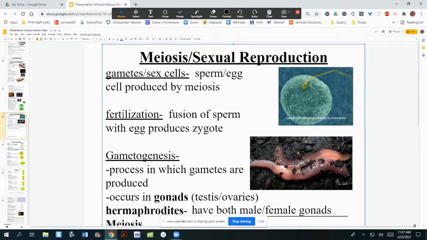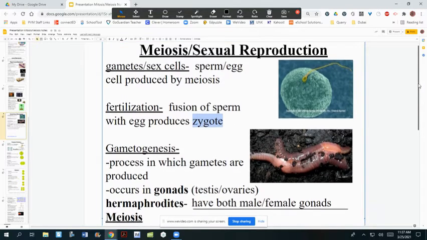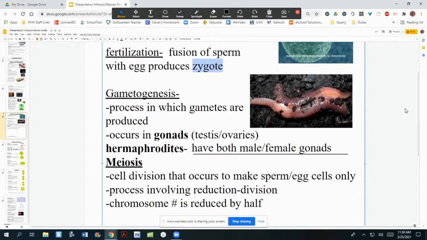Fertilization is that time period or that moment when the sperm and egg fuse to produce what we refer to as a zygote. A zygote is a fertilized egg that has genetic information from both parents. The process of producing gametes is known as gametogenesis. The term is actually a combination of two: gamete, which is a sex cell, and genesis, which means beginning.